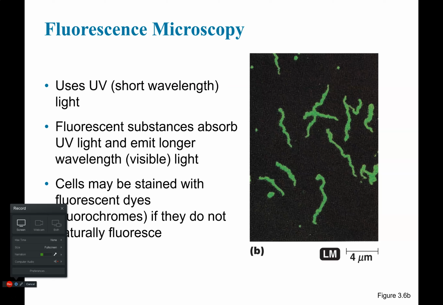And then the microscope is very much like a compound light microscope, but instead of regular light as the light source, it's an ultraviolet light. And when UV light hits the fluorescent dye, it excites the molecules and they fluoresce. And thus you would see these spiral-shaped bacteria fluorescing under the microscope.